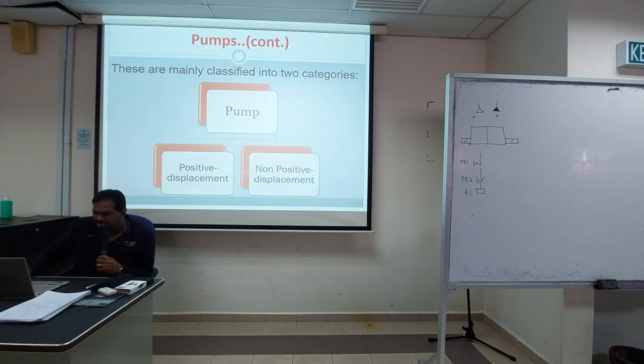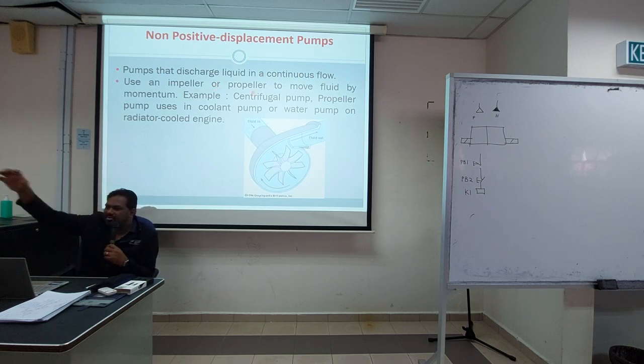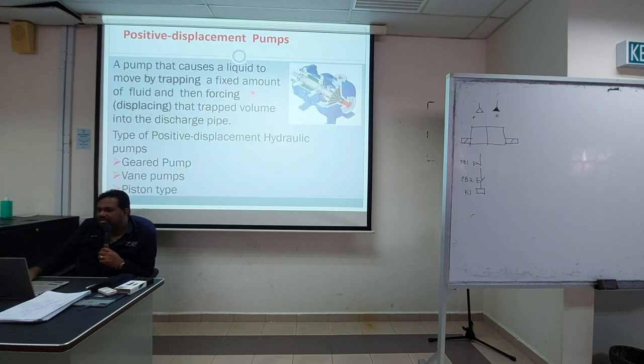Okay, ada positive displacement and non-positive displacement. Okay, so non-positive displacement macam centrifugal pump, propeller pump. So apa yang dia buat? So dia dapat je dari reservoir, dia terus akan hantar dekat sistem. So that is what we call a non-positive displacement. So apa yang dia dapat, dia terus channel out to the system. Then we have a positive displacement. Apa yang dia akan buat?